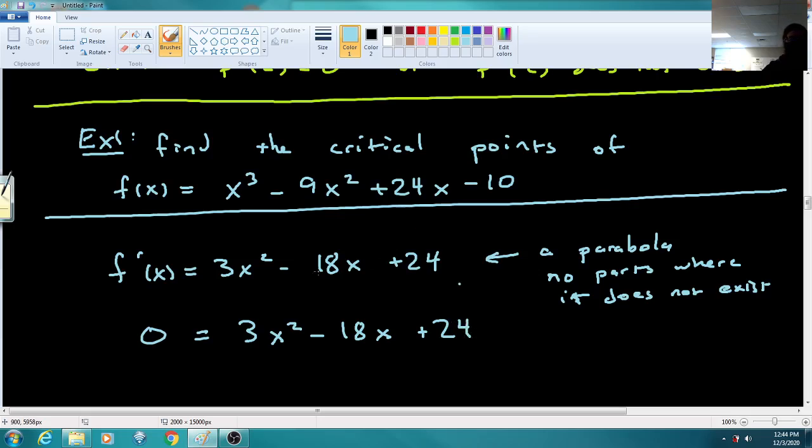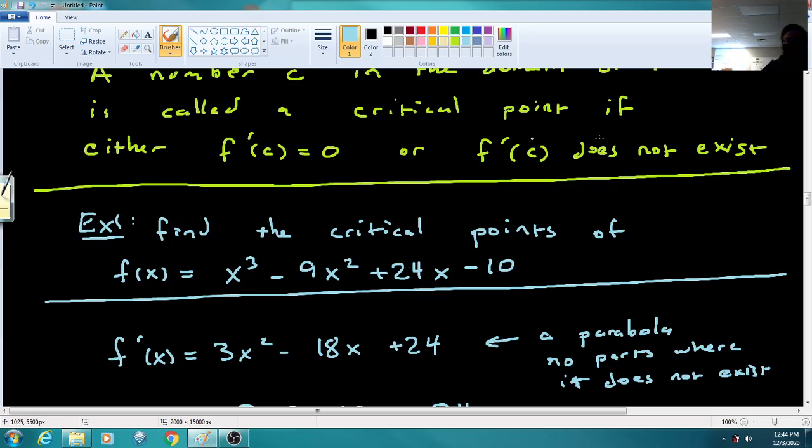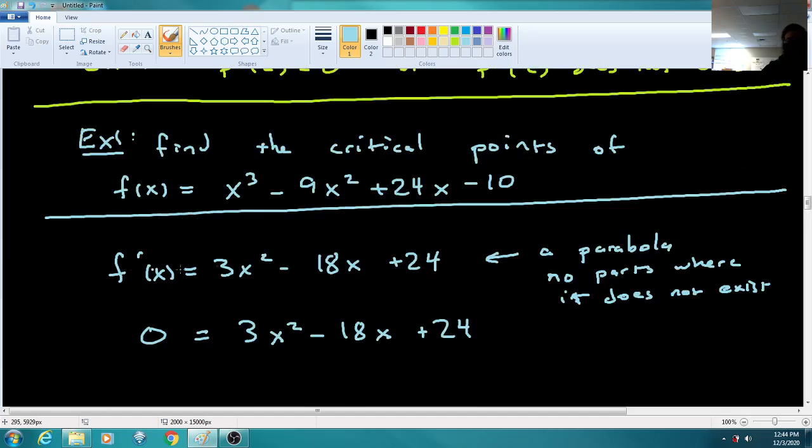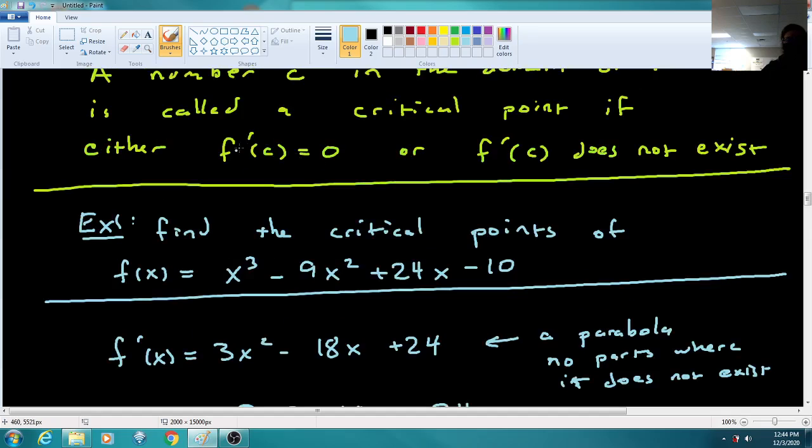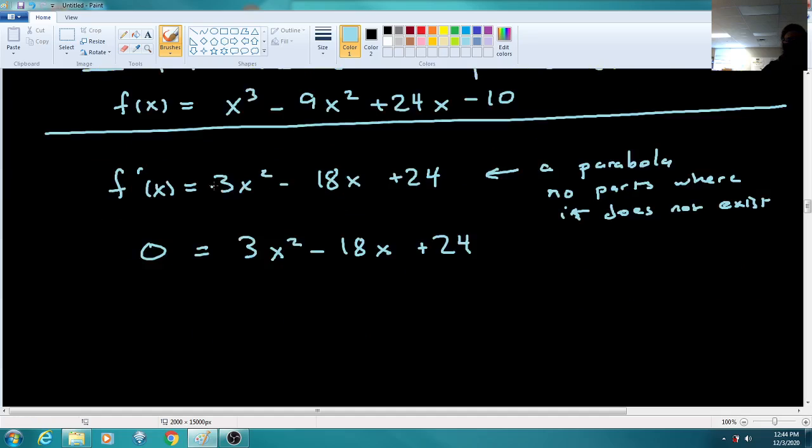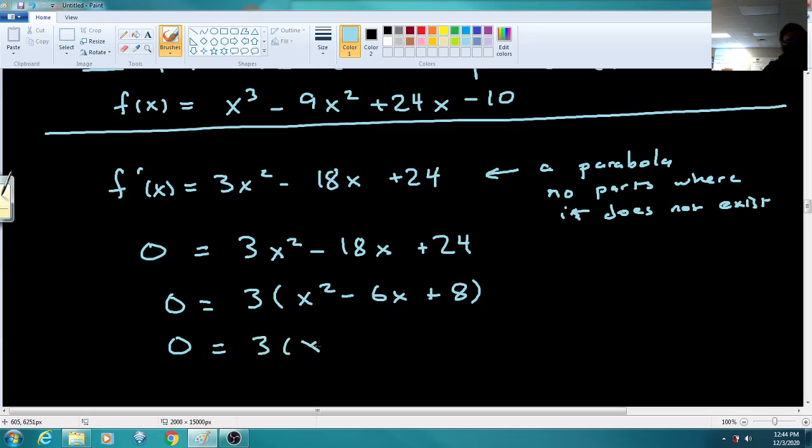There is no point where this is undefined, so we're not worried about f prime of c not existing, because that's not going to happen given the form of our first derivative. We're just going to focus on where the first derivative is 0. So we get 0 equals that. I'm going to try to factor this. I'll factor out a 3 first, and we get x squared minus 6x plus 8.